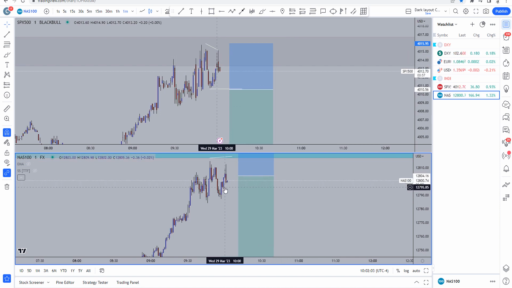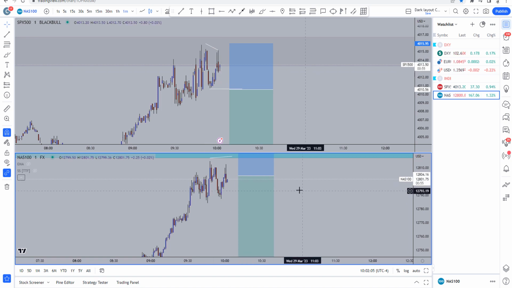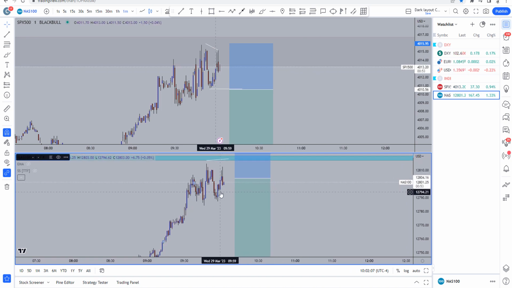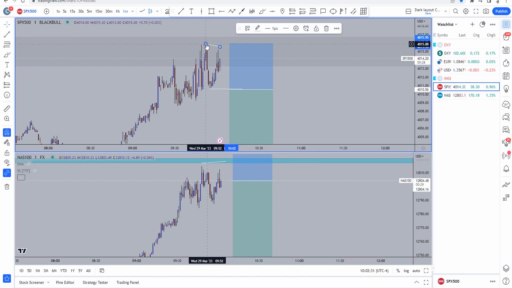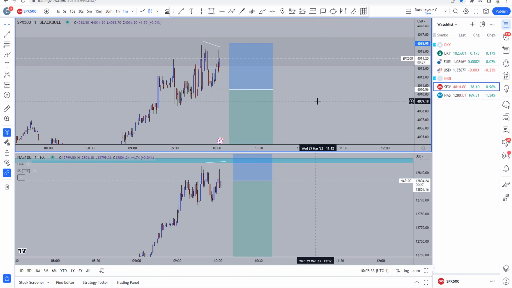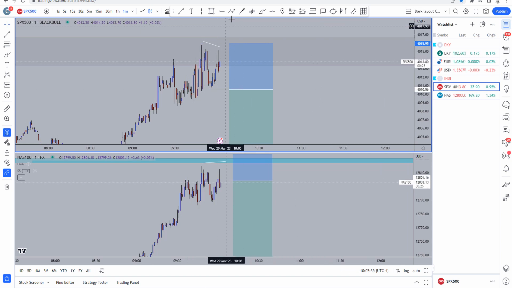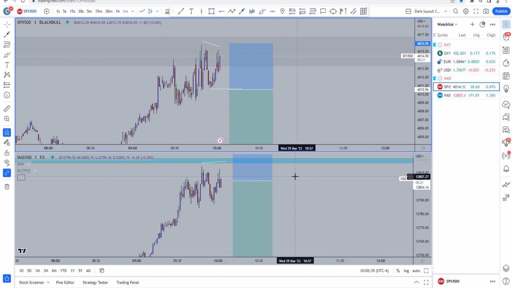10 o'clock has arrived already. We are 2 minutes past 10 o'clock. Price action on NASDAQ does not convince me yet. If we do not tap into this area, I said it and I say it again. We might even break a little bit above the area on S&P 500, SPX 500.